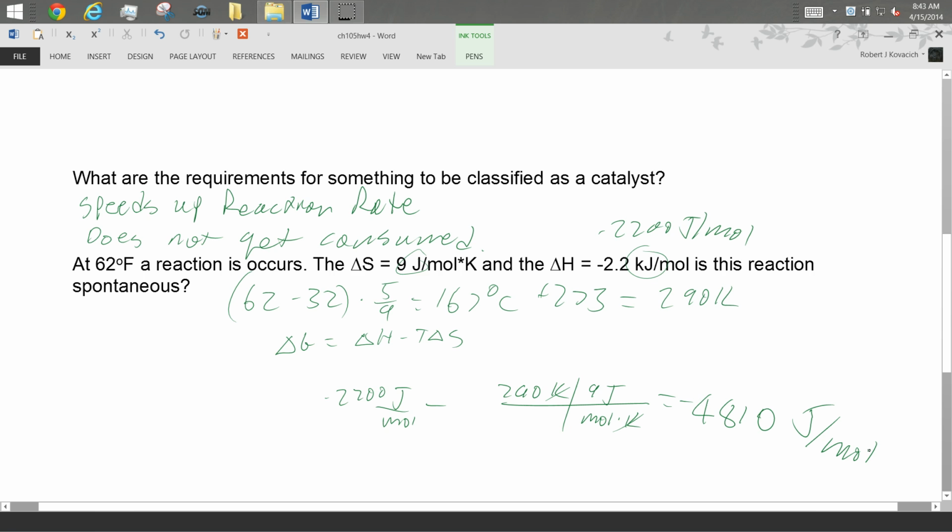Is this going to be a spontaneous or non-spontaneous reaction? Could you have answered this question before we did the math? It had to be a negative number, right? I started here with a negative, and I'm subtracting off a positive value. And I know the temperature can't be negative because I'm using Kelvin. So negative minus a positive is just going to give me a bigger negative. So yep, it's spontaneous.